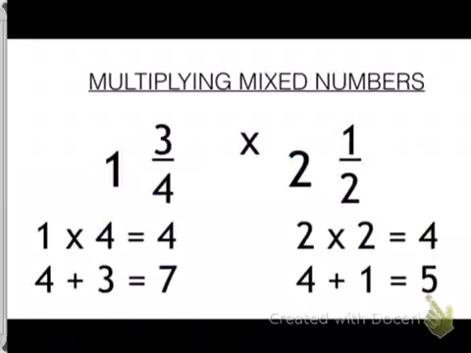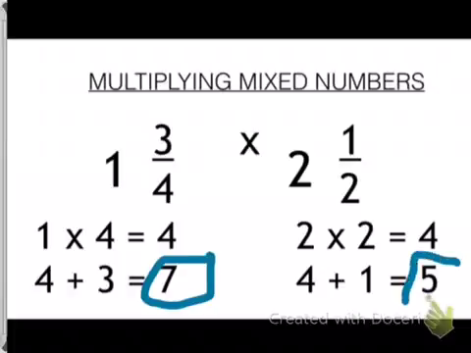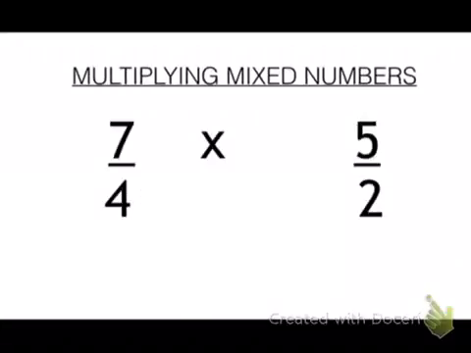So if we continue, it shows the process here. So our final number was 7, and our final number here was 5. You would then place 7 over 4, your original denominator, and 5 would go over 2. So your final answer is 7/4 times 5 over 2.